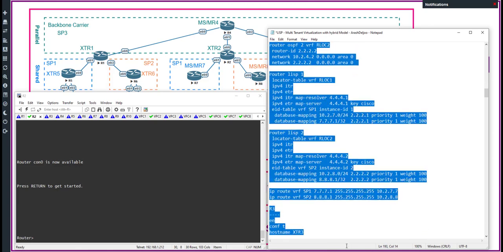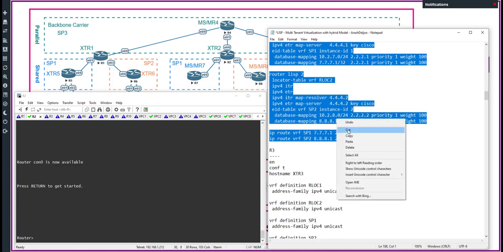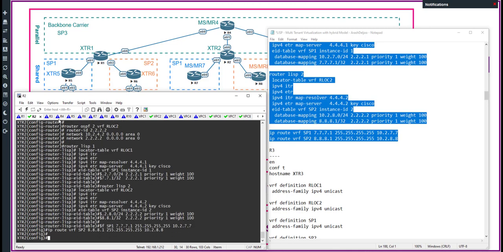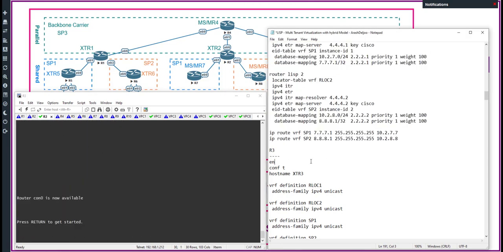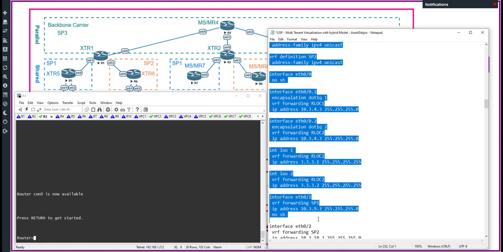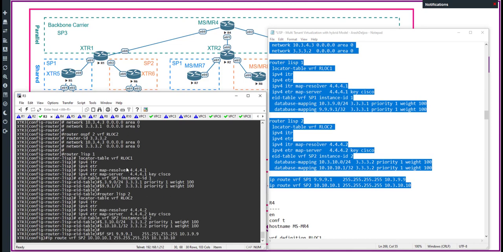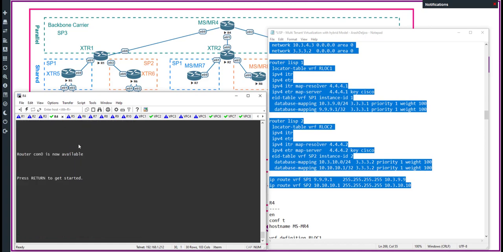The router 2's configuration until here, and then we can paste this configuration on the router 2 CLI. So easy. Then the router 3, okay, the router 3's configuration until here. We can copy this configuration and paste on the R3 CLI. Very good. And the next router is the router 4.